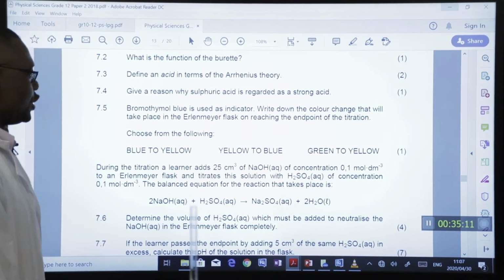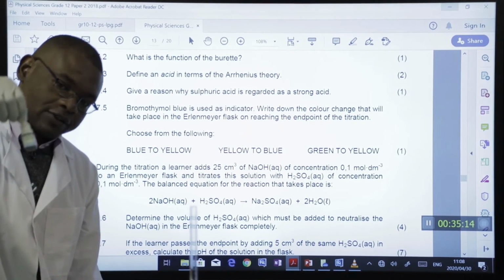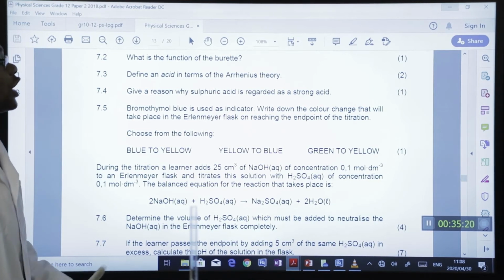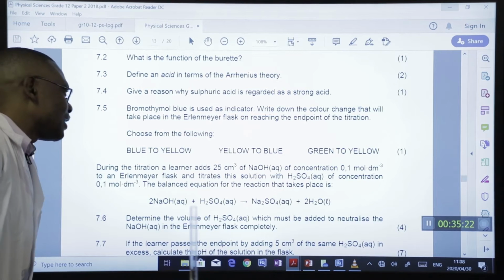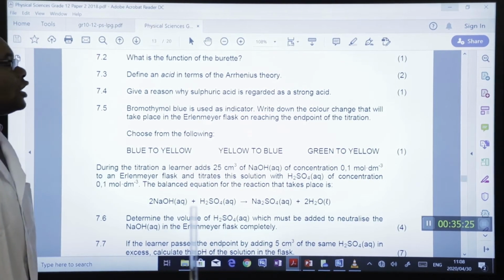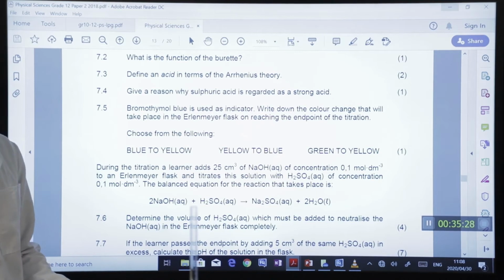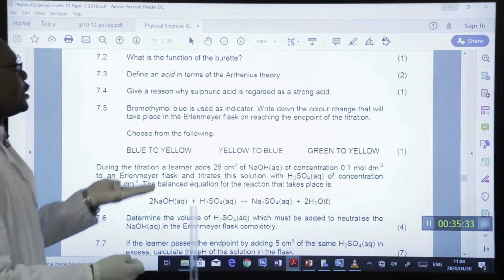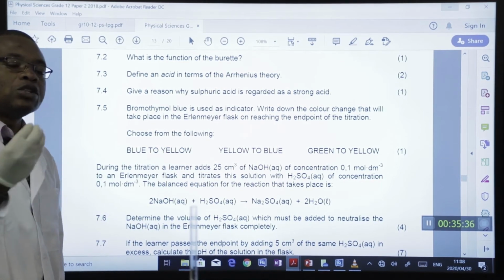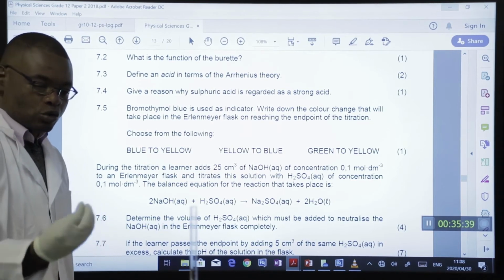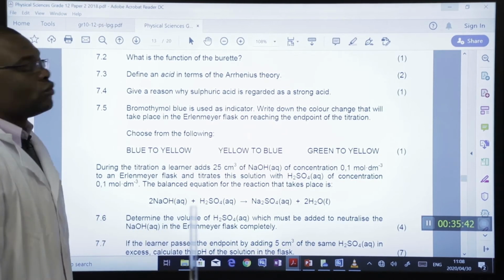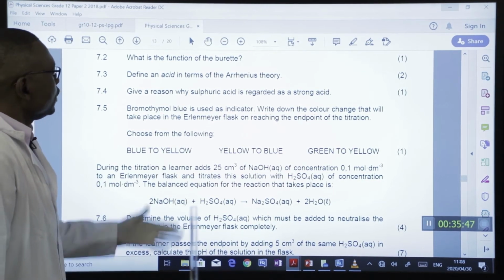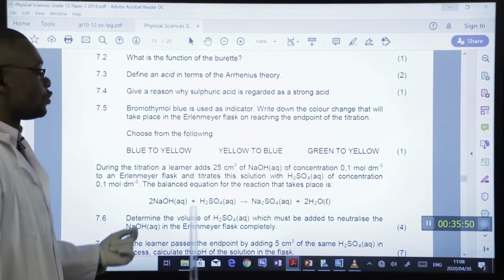bromothymol blue is used as an indicator, and I said we do have it here. Exactly, bromothymol blue. And write down the color change that will take place in the Erlenmeyer flask on reaching the end point of the titration. Ladies and gentlemen, this is a very tricky question in as much as it carries 1 mark. It is very tricky because if you didn't do the experiment during the course of your studies, you are going to find it a little bit tricky to determine the color changes which you are expected to take place here.